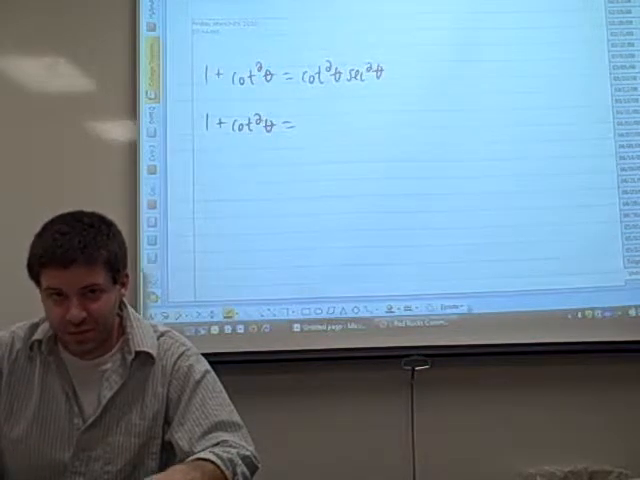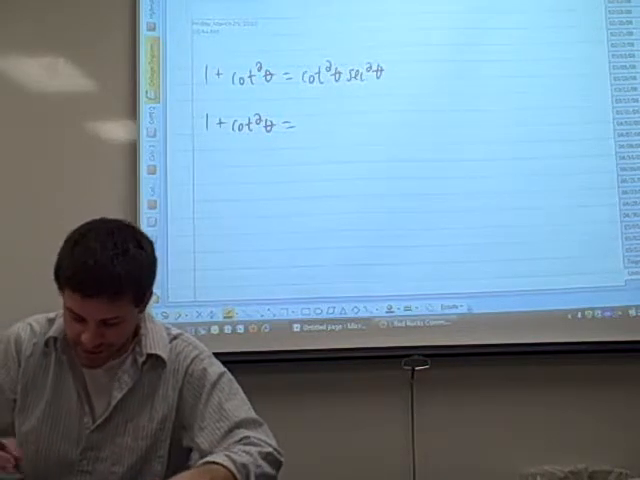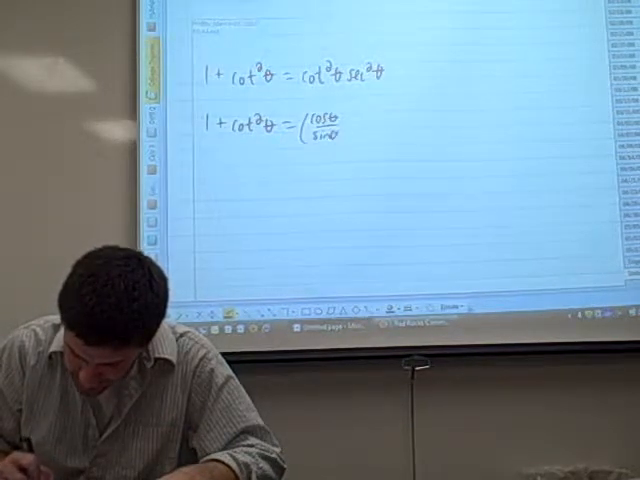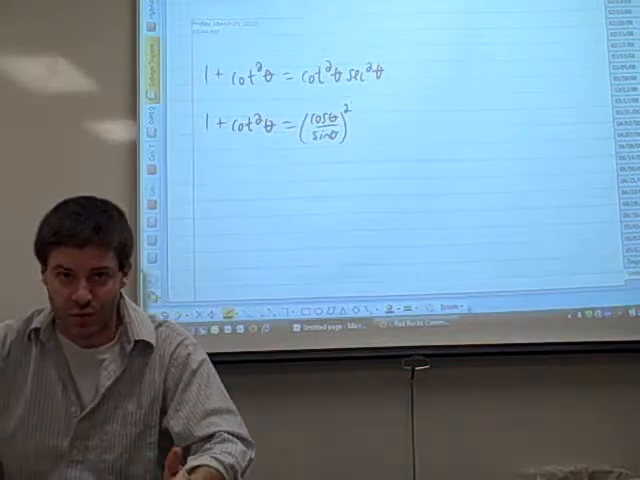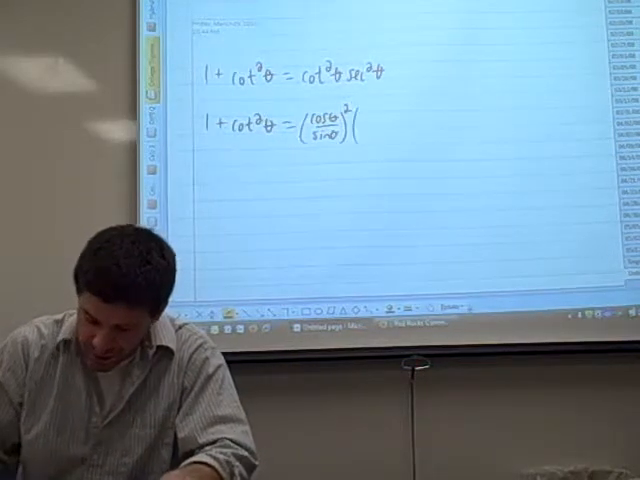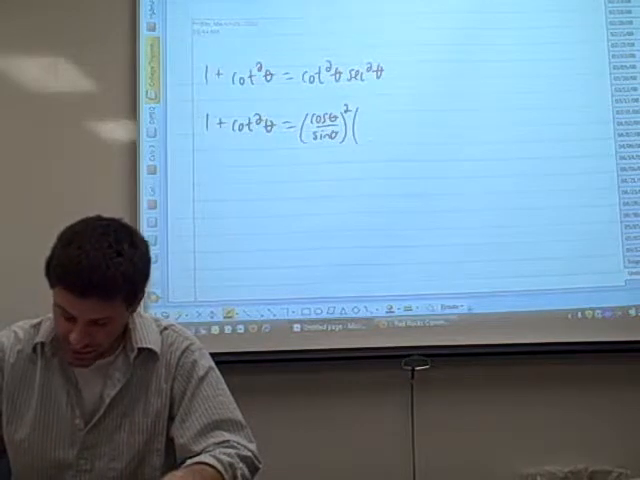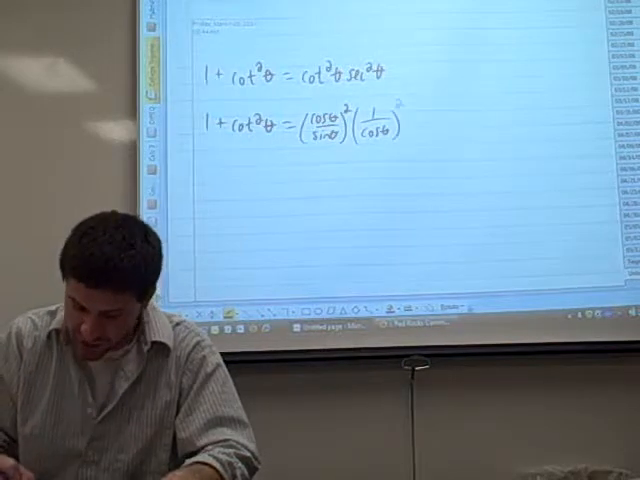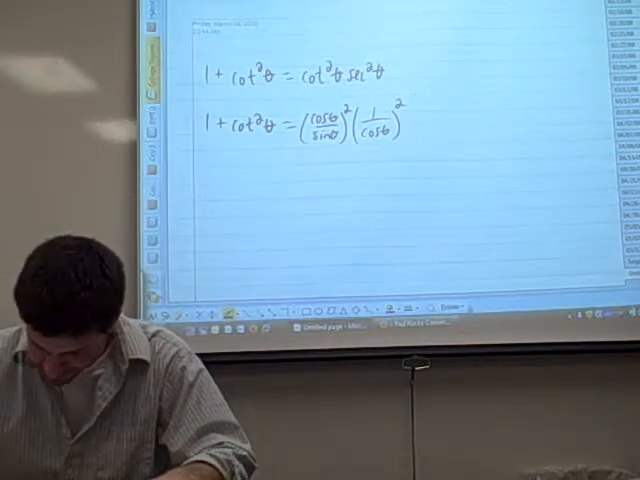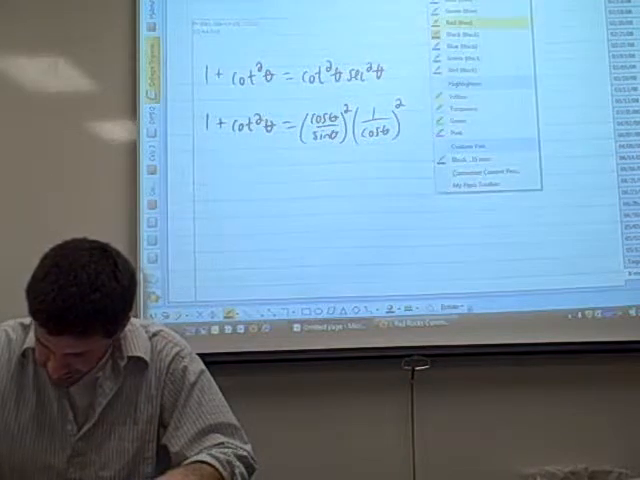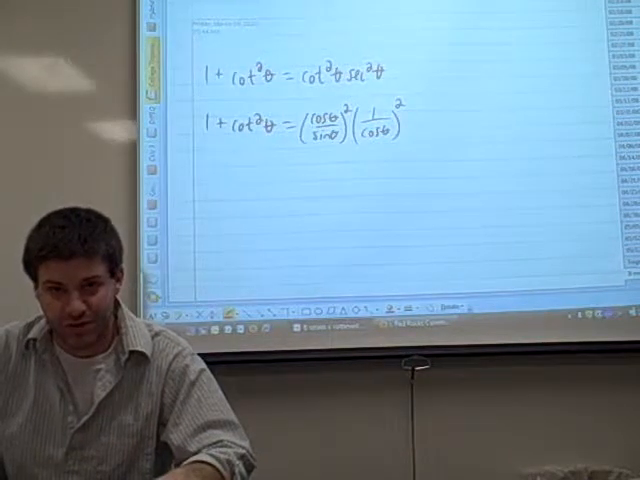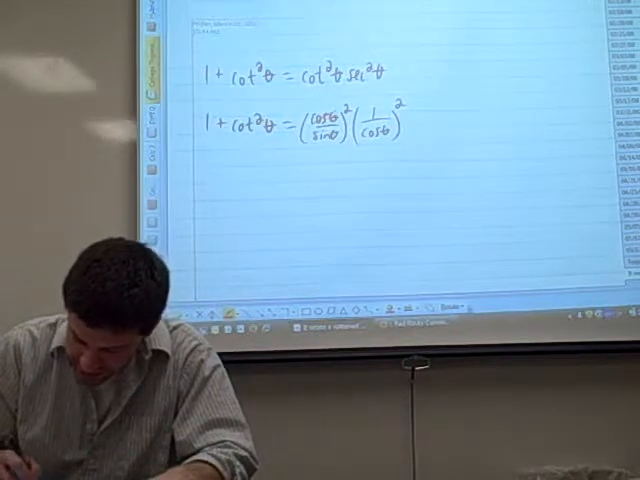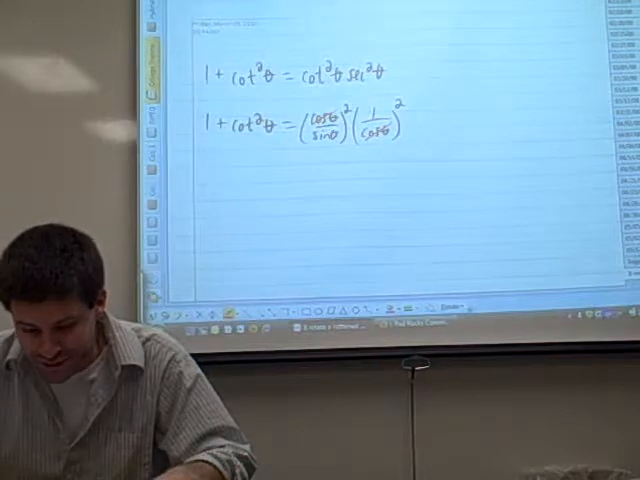Because cotangent, we know, is cosine over sine. So cotangent squared, we know that we can write as cosine over sine squared. Secant, you know, is 1 over cosine. So secant squared can be written as 1 over cosine squared. So what we have is cosine squared over sine squared times 1 over cosine squared. Well, you'll notice that since everything is squared, those cosines are just going to cancel.